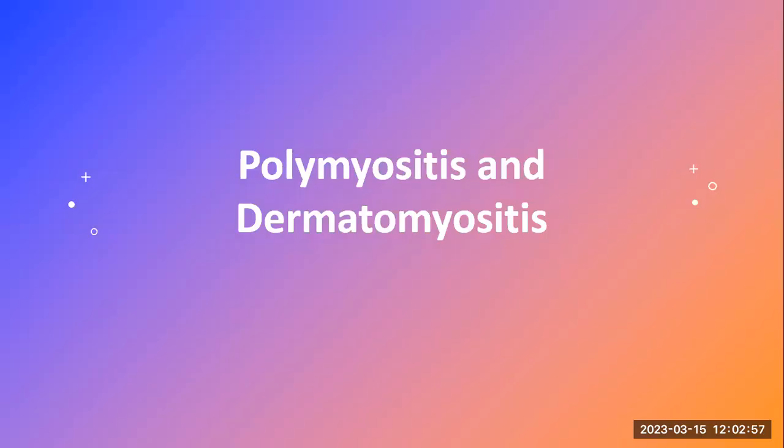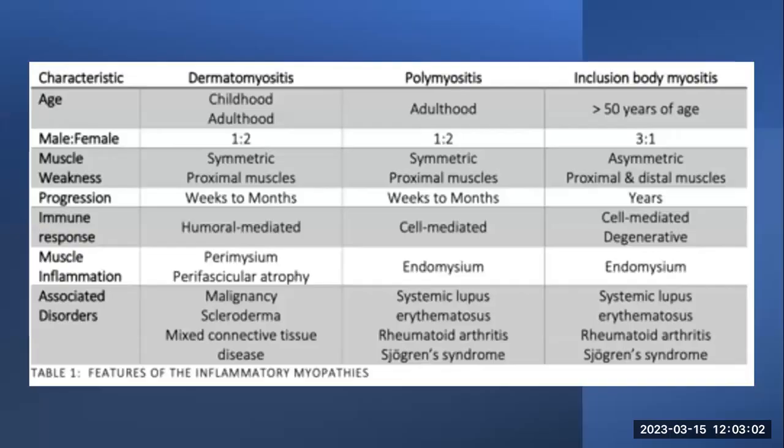So what is polymyositis and dermatomyositis? These diseases come under the broad term of idiopathic inflammatory myopathies. Here I'm only going to talk about dermatomyositis and polymyositis. Both diseases can present with symmetric proximal muscle weakness with elevated CPK. The main difference is that dermatomyositis has characteristic skin manifestations, which are absent in polymyositis.